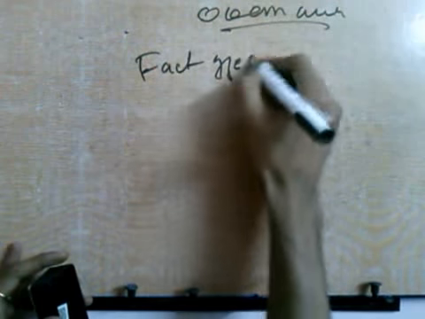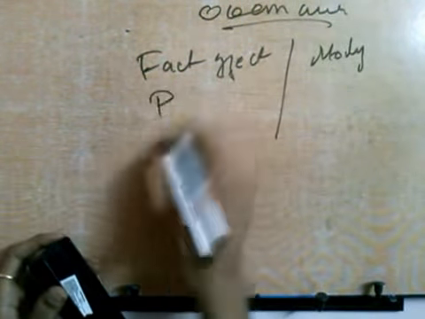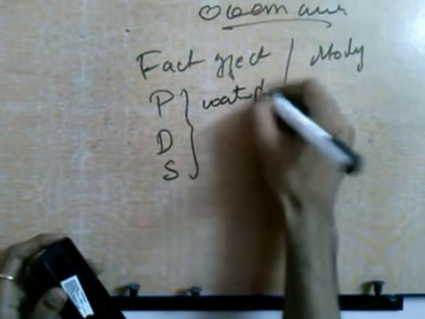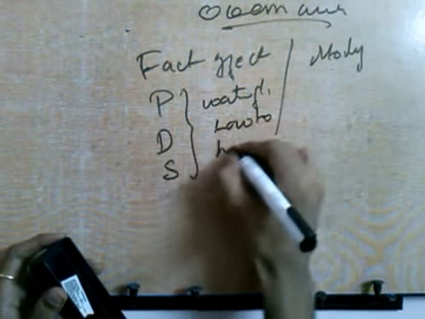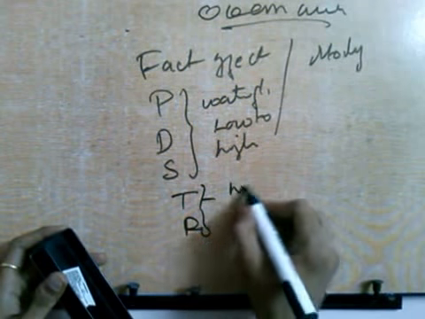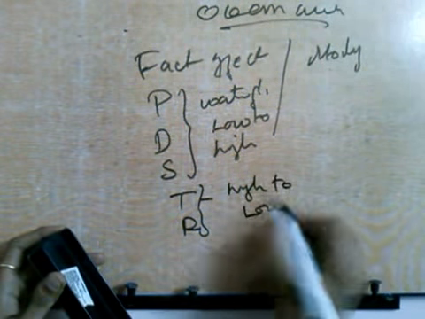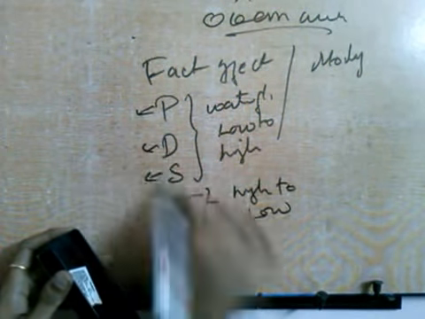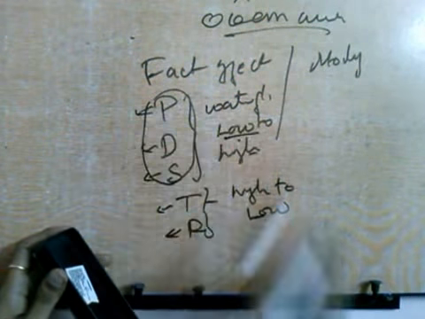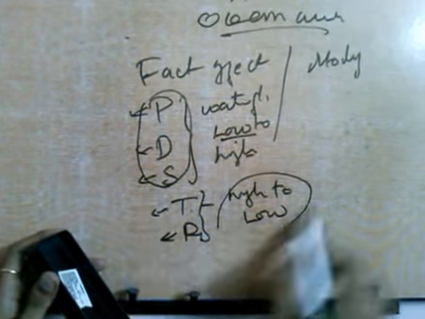So next is ocean current. What are the factors affecting ocean current and what are the factors modifying it? The factors affecting are PDS, for which water flows from low to high, and TR, for which water flows from high to low. What is P? Pressure, density, salinity. T is temperature, R is rainfall. So for PDS, flow is from low to high. For temperature and rainfall, water flows from high to low.